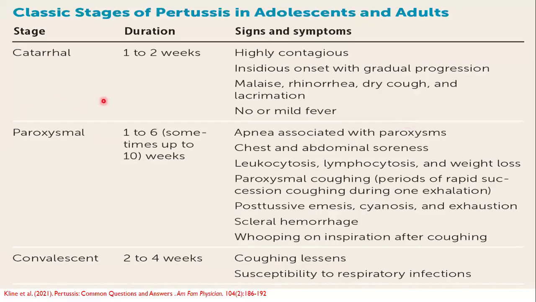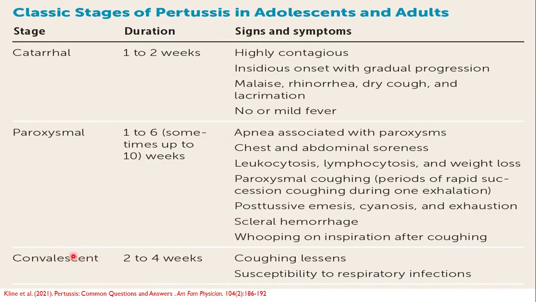So this is another table summarizing everything that I just mentioned. Your catarrhal stage duration is 1 to 2 weeks, paroxysmal 1 to 6 weeks, convalescent 2 to 4 weeks, with the following symptoms. Remember, I mentioned that in the catarrhal stage, the symptoms are more viral in picture and not typical of your pertussis, as seen in the paroxysmal stage, which are very characteristic of your pertussis: whooping cough, the lymphocytosis, and the vomiting.